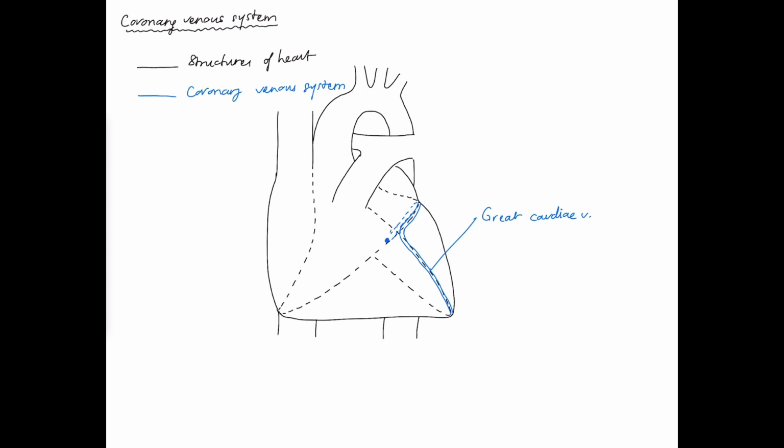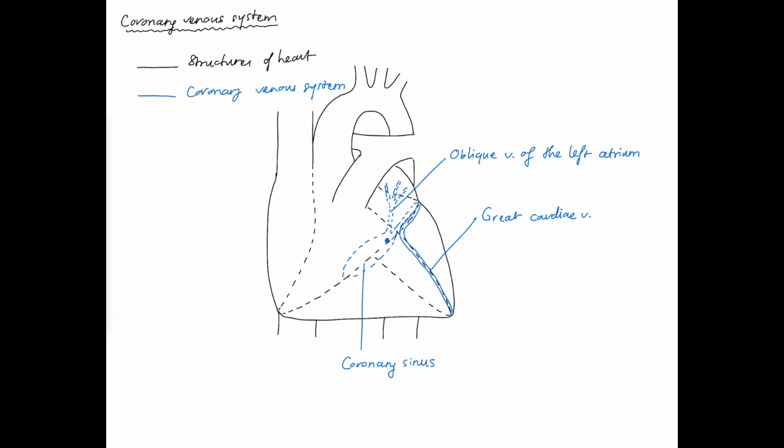is going to join with another vein right here that drains venous blood from the left atrium. Okay, at the back of the heart like this. And this vein right here is called the oblique vein of the left atrium. Okay, and these two, the oblique vein of the left atrium as well as the great cardiac vein, are going to join up to become this structure here at the posterior side of the heart. And this structure is called the coronary sinus.